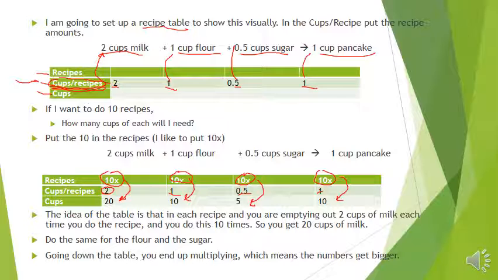One of the things you'll notice when you set up this table is that whenever you go from recipes to cups, you'll multiply. Which means you go down, and the number will always get bigger. So what I mean is a 10, well, 20 is bigger than 10. And that's because you get more. You're multiplying.